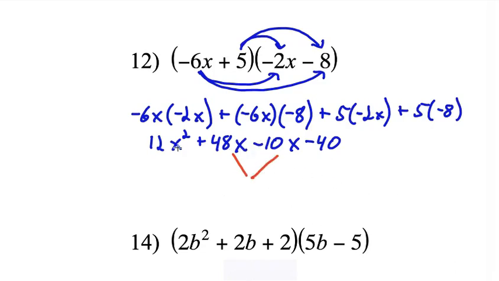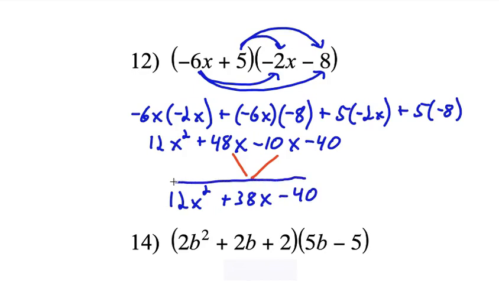Let's combine those like terms and rewrite our results. So we have the 12x squared coming along. 48x minus 10x is 38x, minus 40. Now we have no more like terms, so we are done with our multiplication problem.